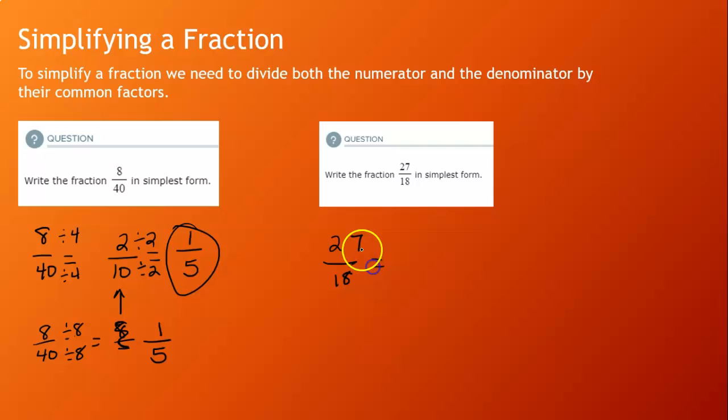You should have noticed that 27 and 18 are divisible by 9, but in case you didn't, let's say you tried dividing by 3. 27 divided by 3 is 9, 18 divided by 3 is 6, and you should notice that 9 and 6 are both divisible by 3. 9 divided by 3 is 3, and 6 divided by 3 is 2, so for simplest form, that's 3/2 there.